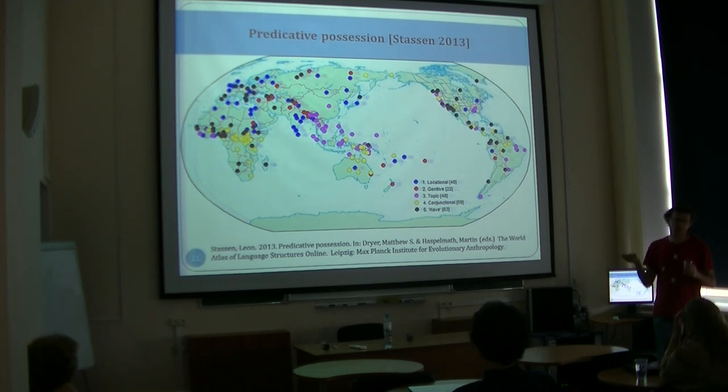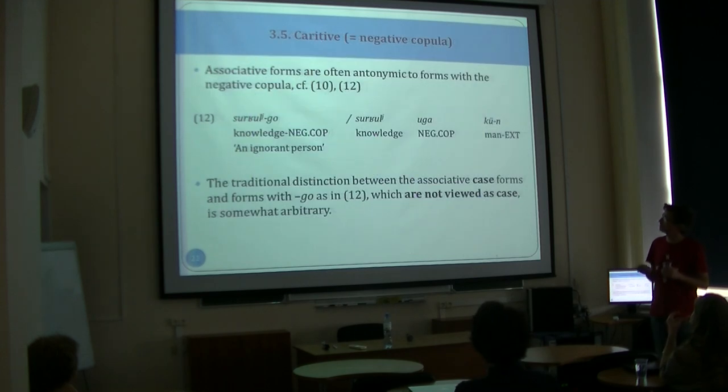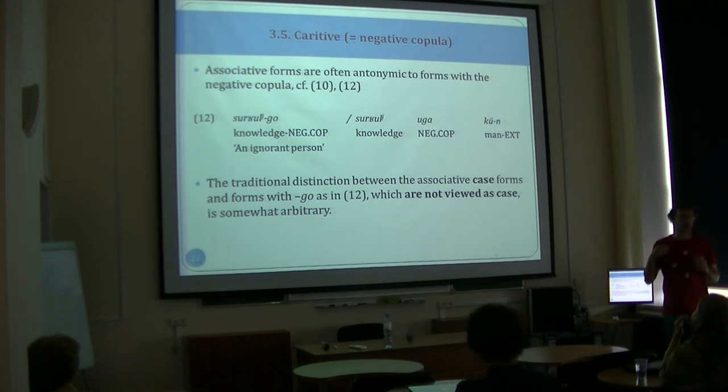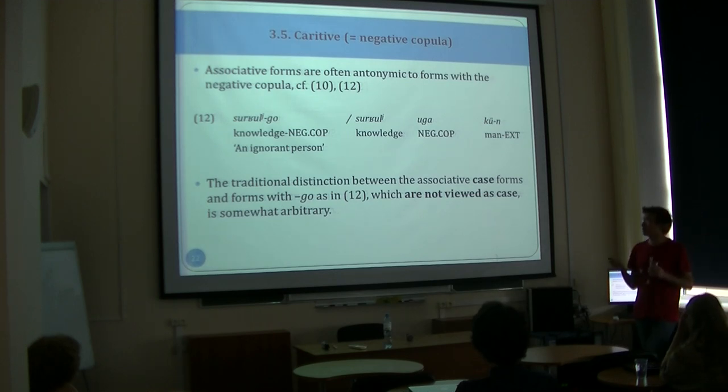And besides this, the coexistence of two genitives is unusual. So apart from the associative, we have the antonymic forms for the same domain. So surbulta will be a knowledgeable, educated, or wise person, and an ignorant person will also be derived from the abstract noun for knowledge. So surbulta.